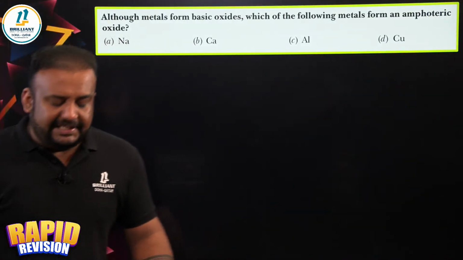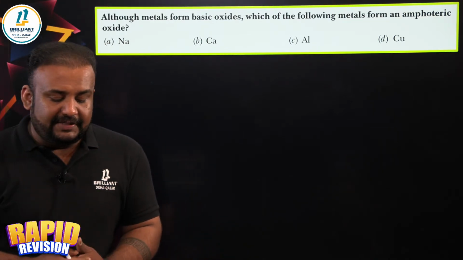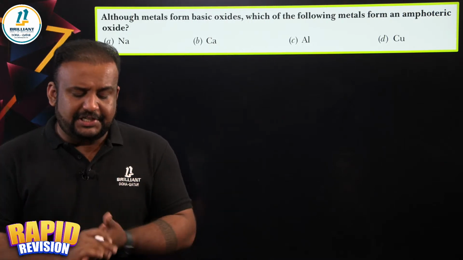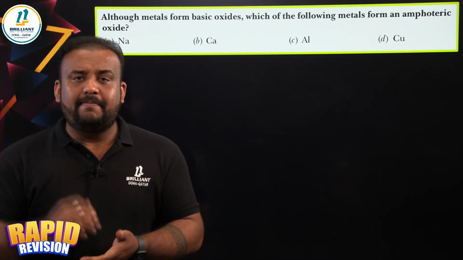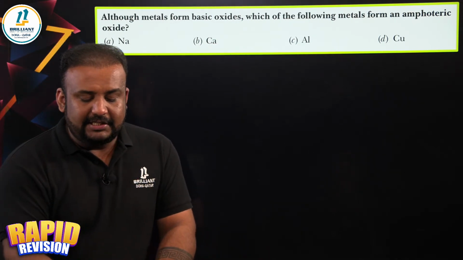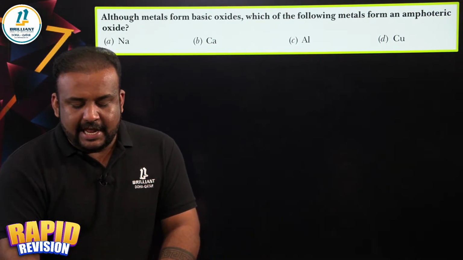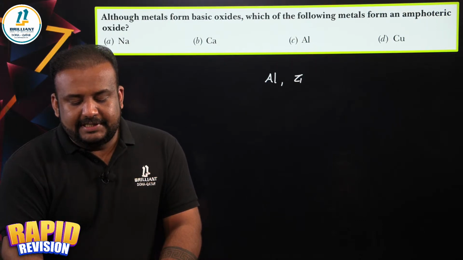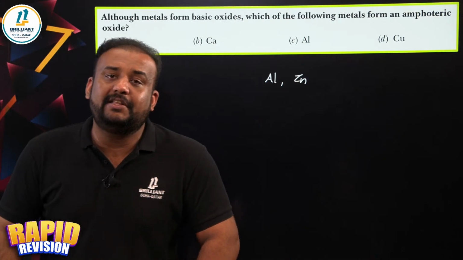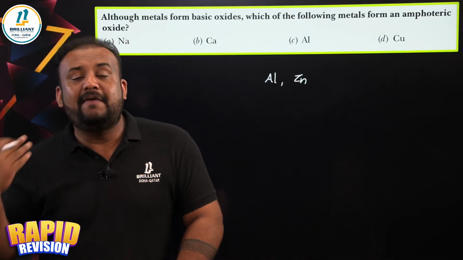Although metals form basic oxides, which of the following metals forms an amphoteric oxide? Very, very important point. Another important section. Amphoteric oxides. You know that metals are generally forming basic oxides. But there are few metals which form amphoteric oxides, like aluminium, zinc. These are the two examples that you learned in your textbook. Aluminium and zinc, they form oxides which are amphoteric.